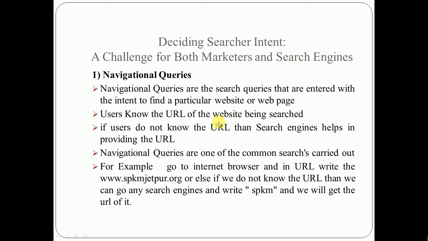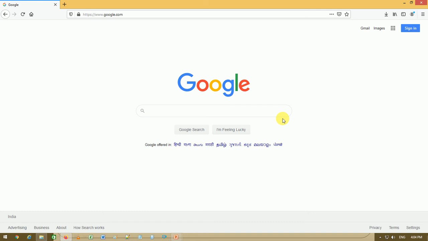The user knows the URL of the website being searched. If the user wants to find something and knows the website URL, they can go directly. If the user does not know the URL, then the search engine helps in providing it. So here Google is the search engine.